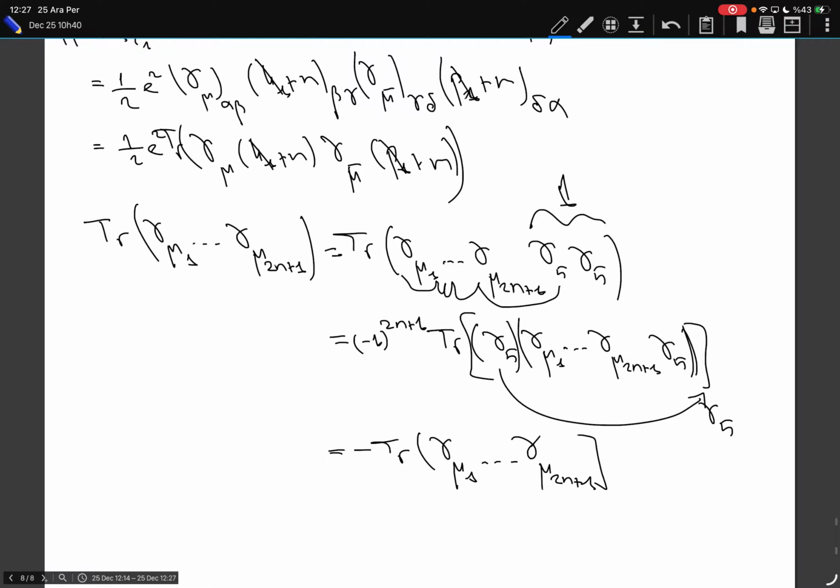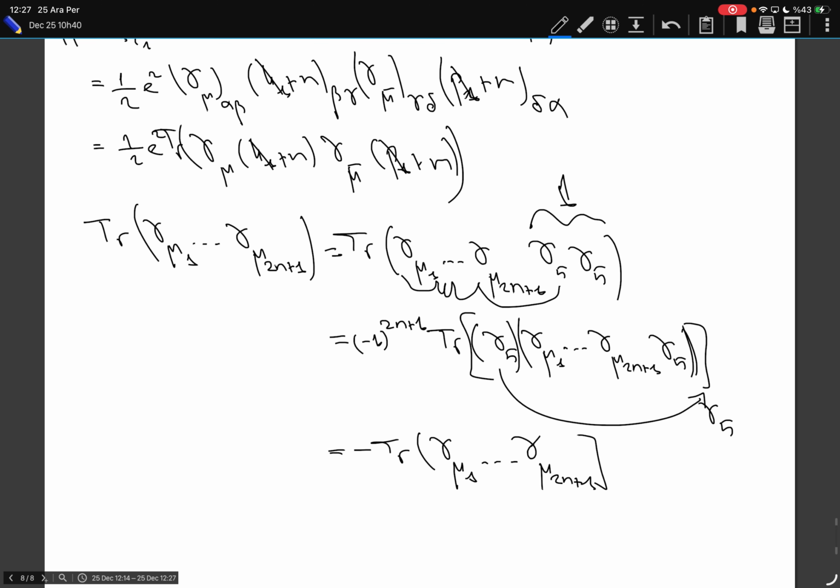And keep in mind that gamma 5 is a product of the four gamma matrices, gamma 0, 1, 2, 3. Sigma μν counts as two gamma matrices. Gamma 5 counts as four gamma matrices. Gamma μ gamma 5 counts as five gamma matrices. So just keep that in mind.